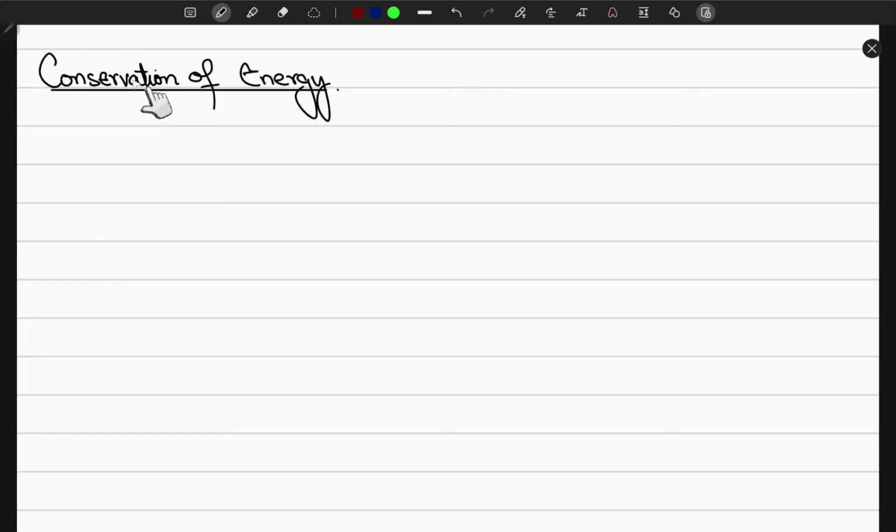Now let's discuss quickly the conservation principle for energy in a simple harmonic motion. The instantaneous kinetic energy at any point x is given as 1 by 2 k x naught squared. This k is the spring constant, or it's just a constant, and x naught is basically the amplitude, the displacement from the mean position, right?